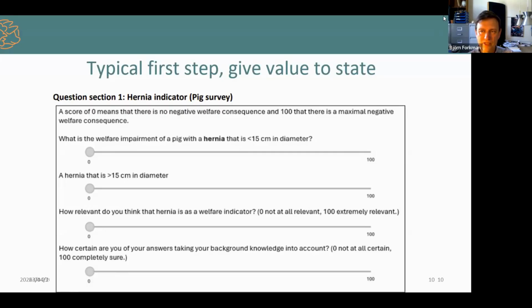So you send out surveys like this. Unfortunately, in many cases, you have very many different indicators, and each indicator has different states. So you have a small hernia, a larger hernia, or an even larger hernia. And you need to get an answer for each of these, which means that for the poor respondent to your survey, it's often a very long survey and takes a lot of time to fill it.